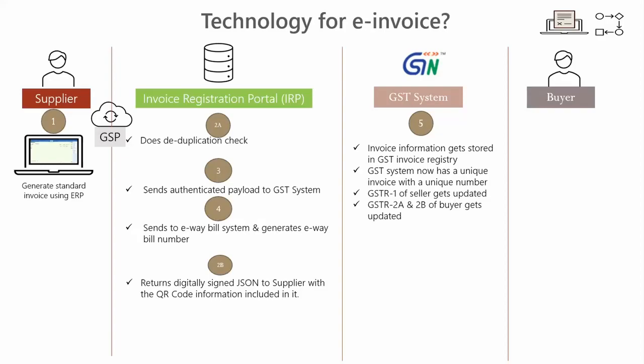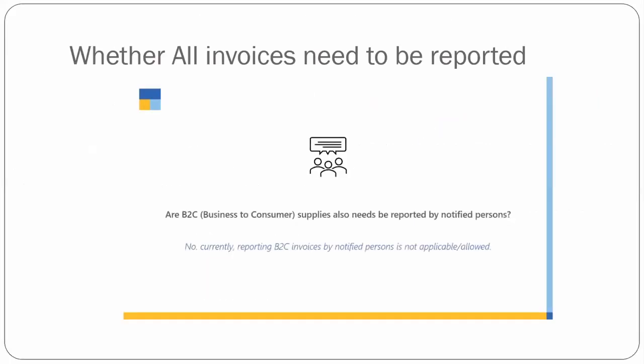If you have received the goods, you would see it after 2 days in 2A and 2B as well. I'm not sure of 2B, but 2A definitely. Buyer can use the QR code to verify the invoice. Buyer can use the ITC related invoice in his 2A and 2B. Okay. Whether all invoices need to be reported? No, only B2B invoices. B2C are not required to be reported.